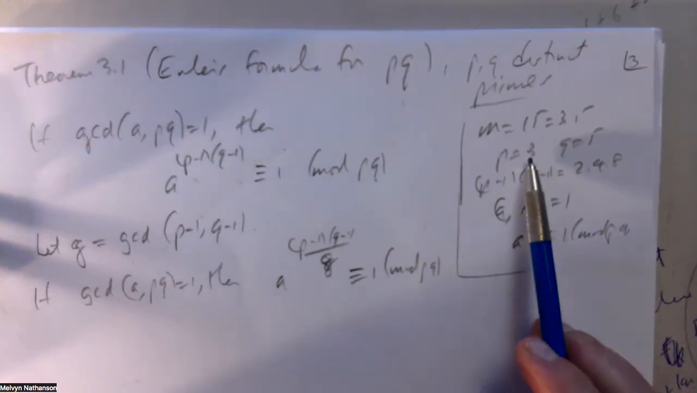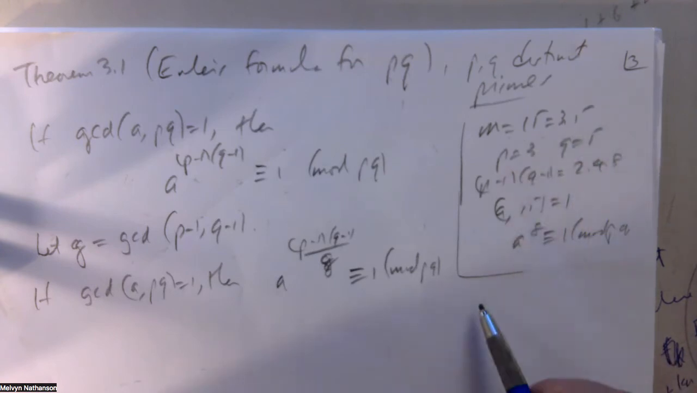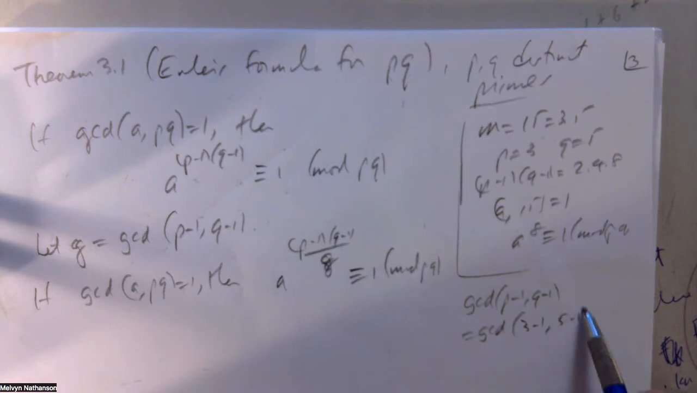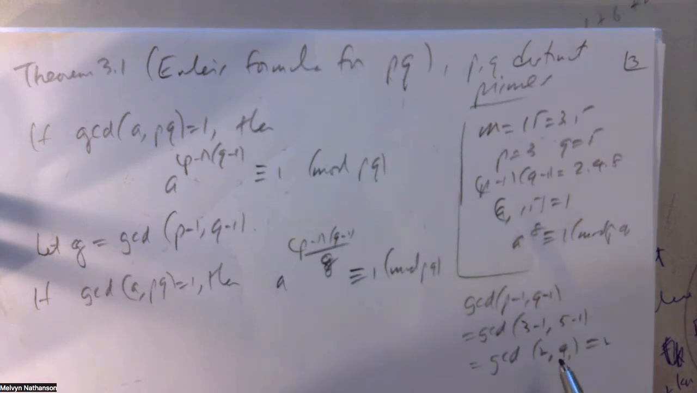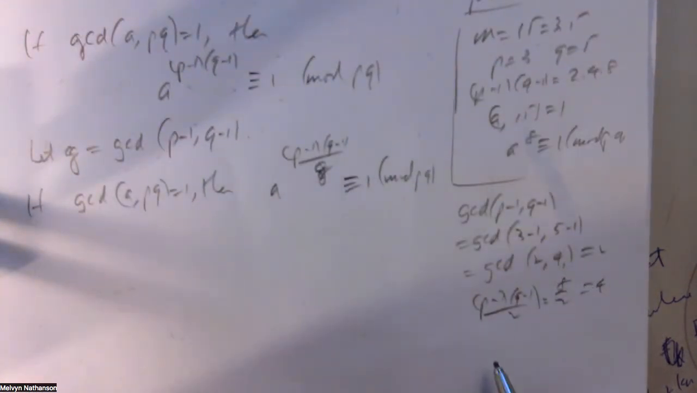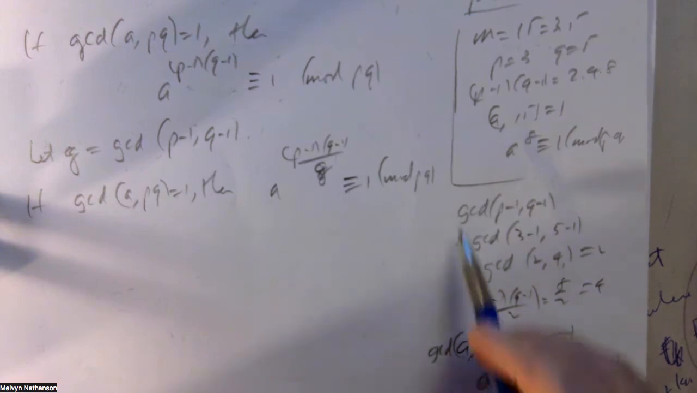And in our example, p is 3, q is 5. The GCD of p minus 1 and q minus 1 is the GCD of 3 minus 1 and 5 minus 1. That's the GCD of 2 and 4, which is 2. So p minus 1 times q minus 1 over 2 is 8 over 2, which is 4. And we recovered what we saw in our example, that if the greatest common divisor of a and 15 is 1, then a to the 4th is congruent to 1 mod 15.